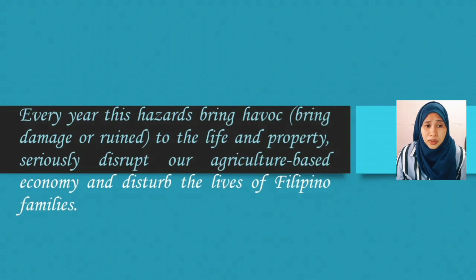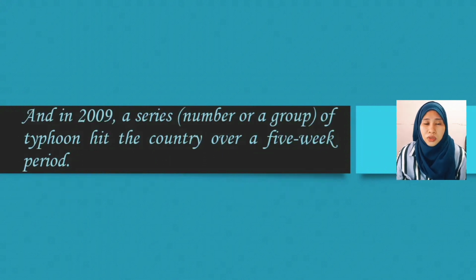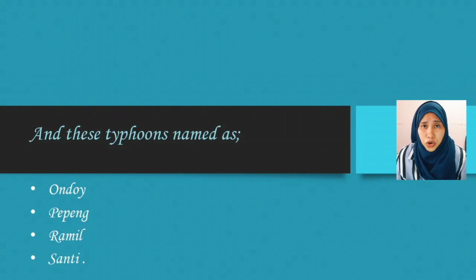So every year, these hazards bring havoc, bring damage or ruin to life and property, seriously disrupt our agriculture-based economy, and disrupt the lives of Filipino families. And in 2009, a series or a group of typhoons hit the country over a 5-week period. And these typhoons were named Undoy, Pipeng, Ramil, and Santi.